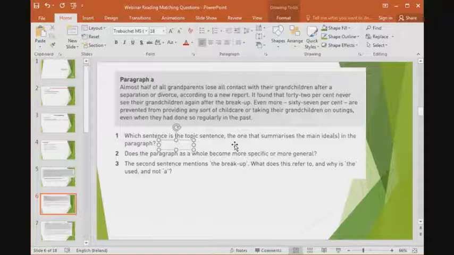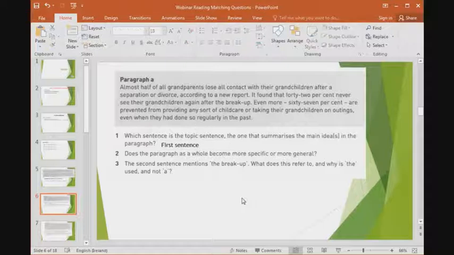So which one is the topic sentence? Grandparents. Yeah, so the first sentence, almost half of all grandparents lose all contact with their grandchildren after separation or divorce, according to a new report. Yep. So first sentence. Right. Okay, and number 2, does the paragraph as a whole become more specific or more general?